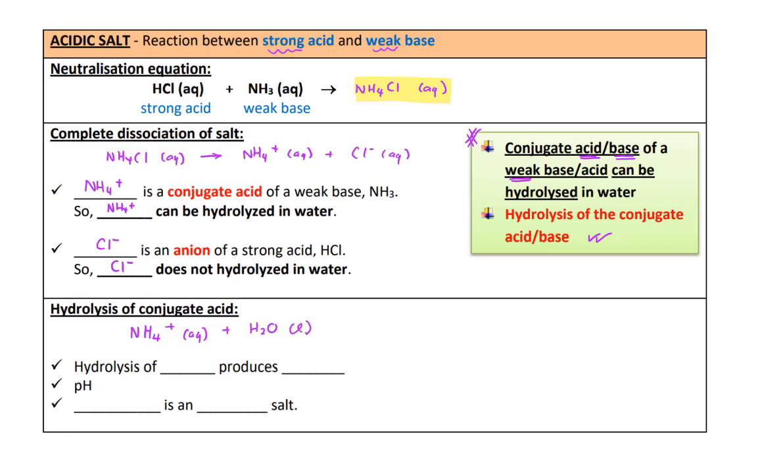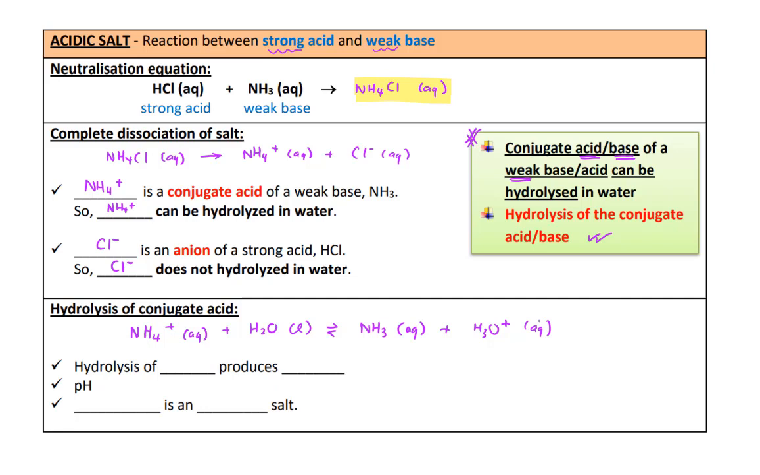Hydrolysis is an equilibrium process, so it will produce NH3 aqueous. Okay, why NH3? Look over here. NH4+ is an acid. An acid will donate its proton, so after removing the H+, you get NH3. Of course, H2O in this case behaves as a base. A base will accept a proton. They are just changing partners of the proton. So this is the hydrolysis equation of your conjugate acid NH4+.